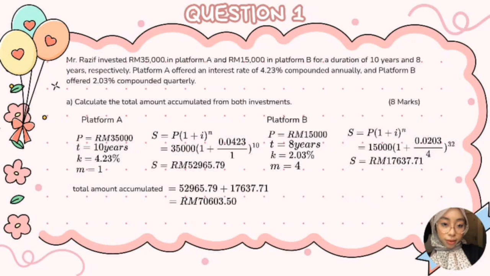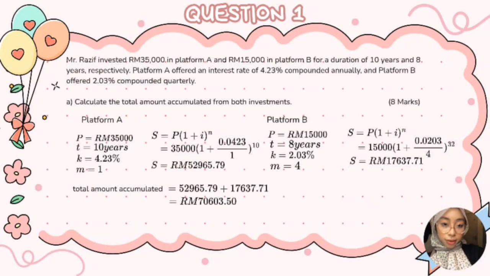Mr. Razif invested RM35,000 in platform A and RM15,000 in platform B for durations of 10 years and 8 years respectively. Platform A offered an interest rate of 4.23% compounded annually and Platform B offered 2.03% compounded quarterly. In this question, we are required to calculate the total accumulated amount from both investments.